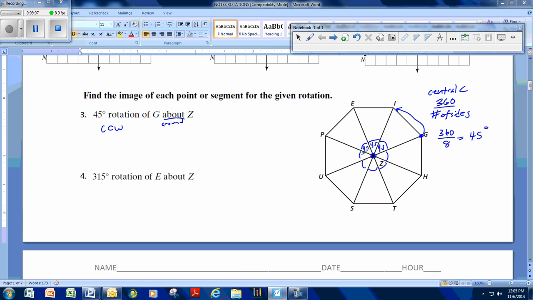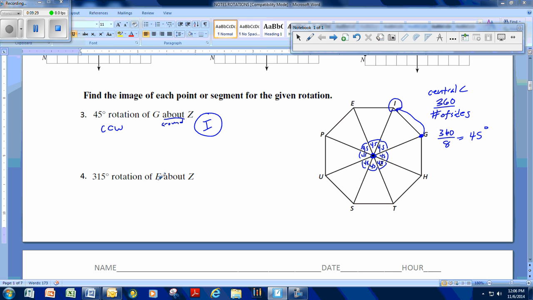All those angles are all 45. So if I were to rotate G 45 degrees counterclockwise, it would end up on I. So I would be the image, point I.